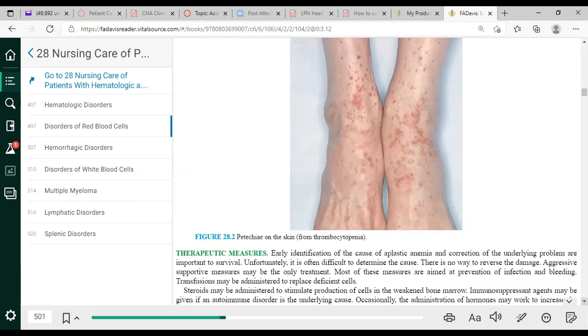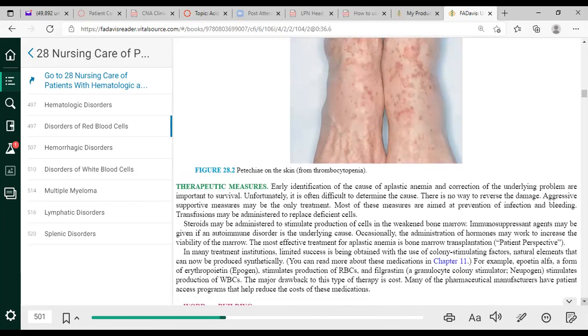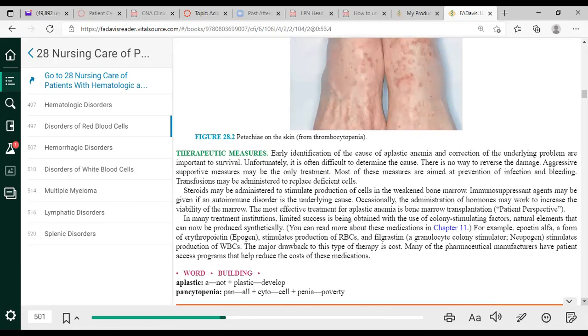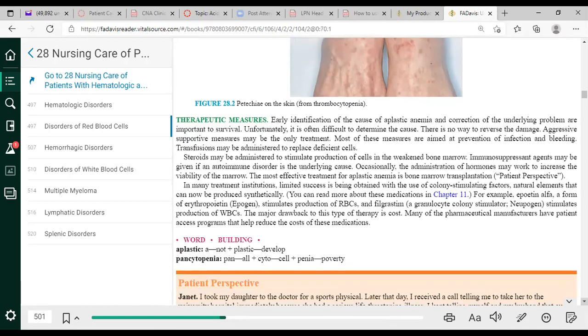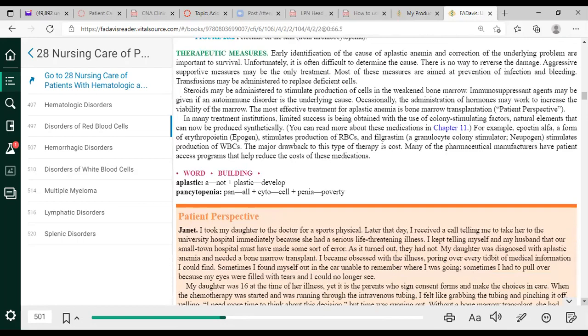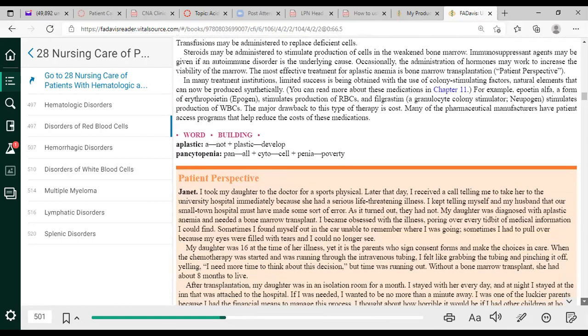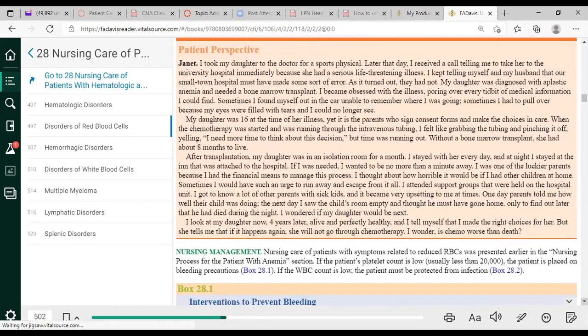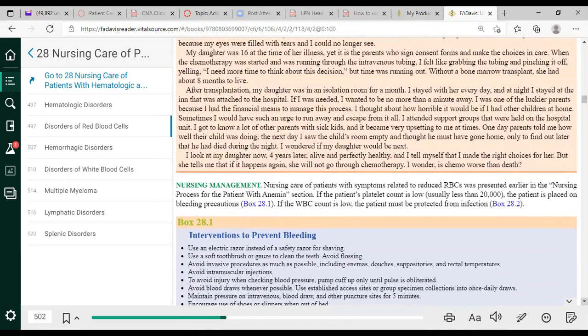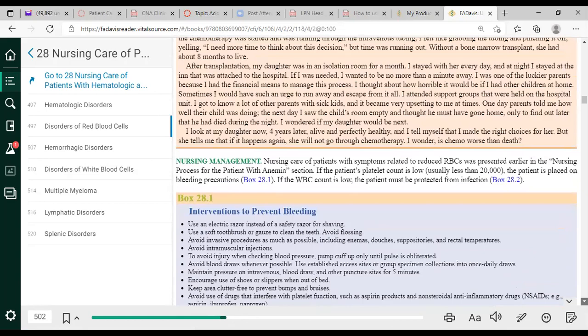And it talks about therapeutic measures. Early identification of the cause of aplastic anemia is important, to correct the underlying problem and figure out why the body is not producing enough red blood cells. So that's the biggest thing: to figure out why the body isn't producing enough RBCs. Okay.